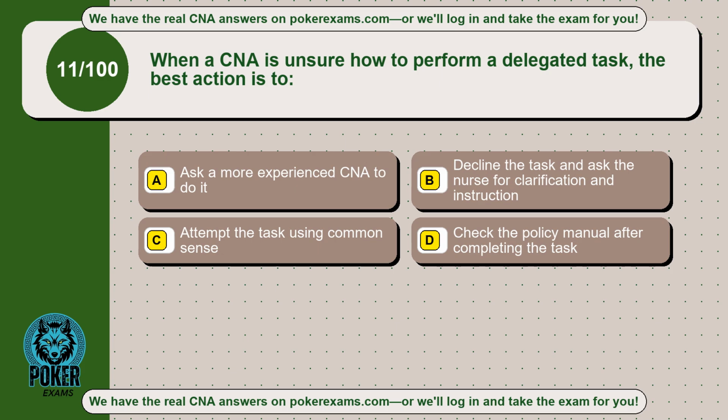Question 11. When a CNA is unsure how to perform a delegated task, the best action is to: Option A. Ask a more experienced CNA to do it. Option B. Decline the task and ask the nurse for clarification and instruction. Option C. Attempt the task using common sense. Option D. Check the policy manual after completing the task.